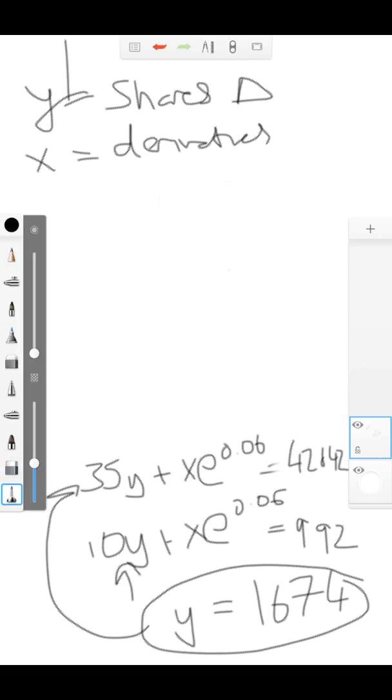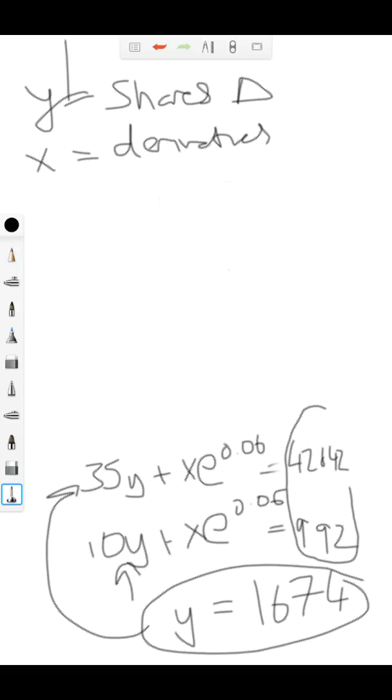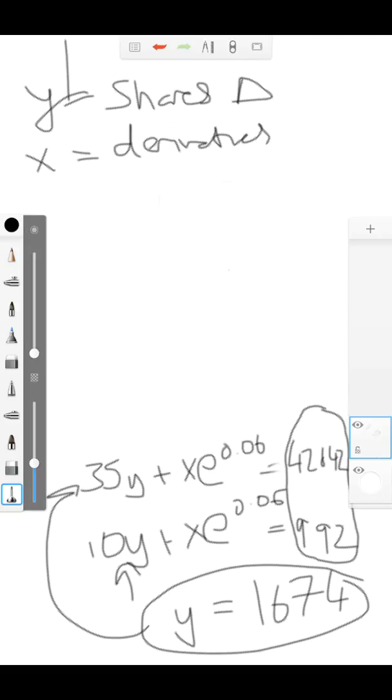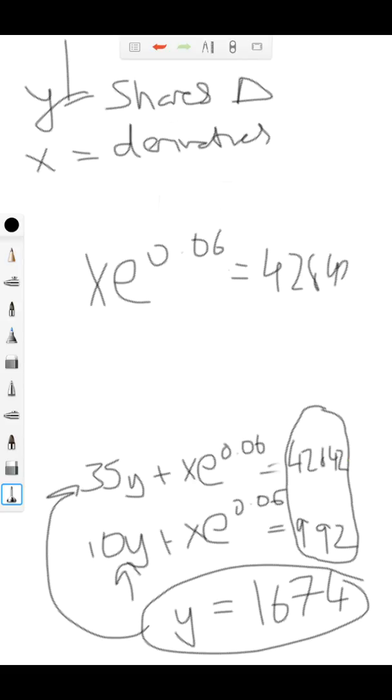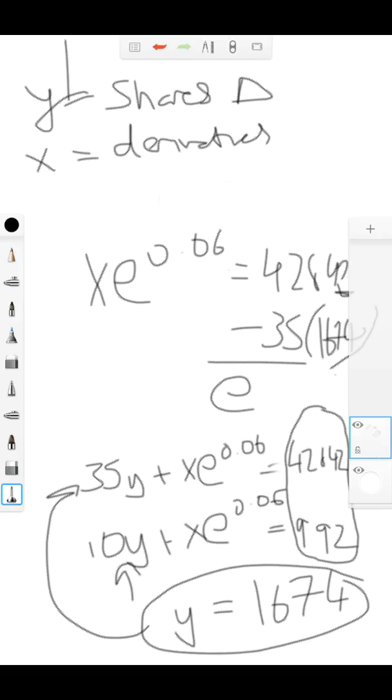I forgot to mention this, but for this equation, obviously we're putting in the payoffs of each of the binomial cases, the binary cases. So when we plug in what y is into one of these equations, we're going to get x e^0.06 is equal to 42,842 minus 35 times 1,674. I'm just going to skip a few steps. Sorry, I just can't really write it down properly. Divided by e^0.06. And this will give us what x is.